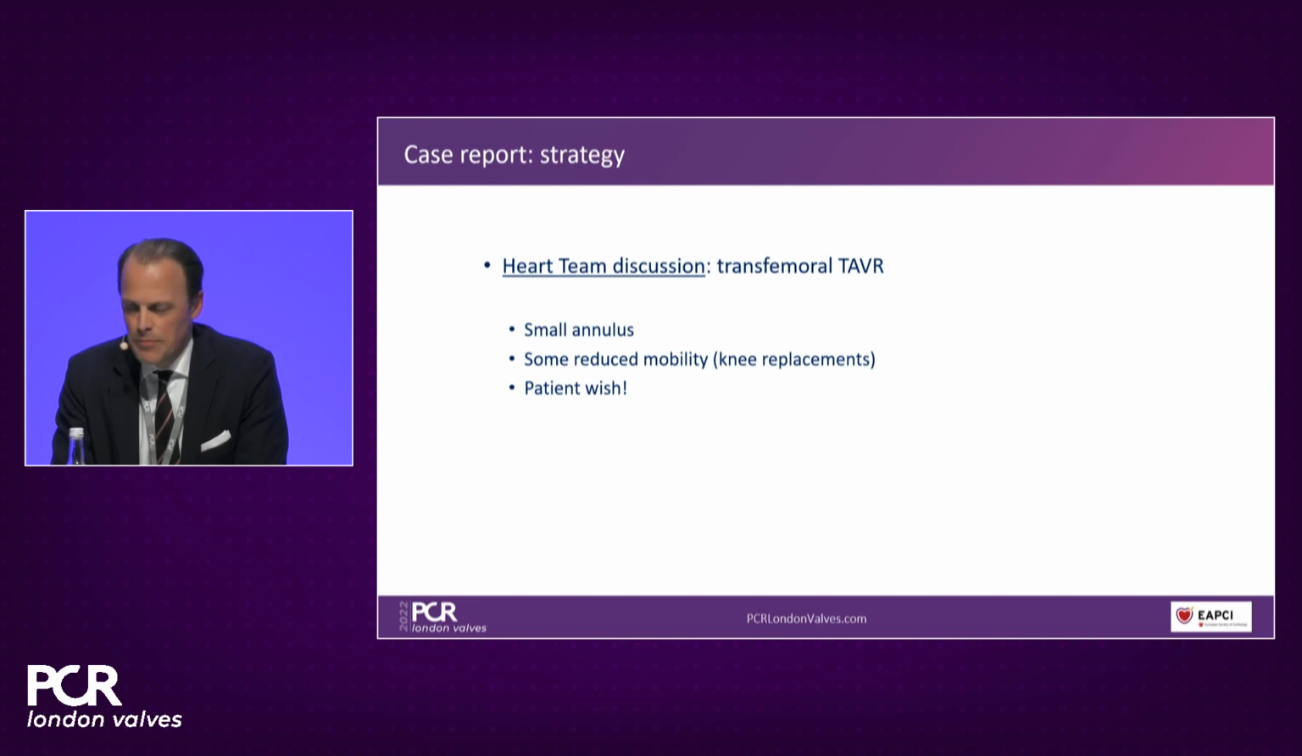So we thought, what would be more obvious than to ask the patient? We've talked about small annulus and reduced mobility. This would speak for the lighter transvascular endovascular TAVR procedure, but patient wish does play a role. It's been emphasized even more in the guidelines.